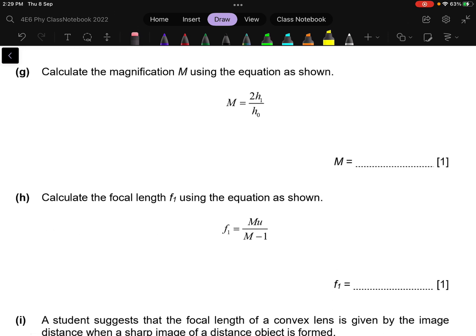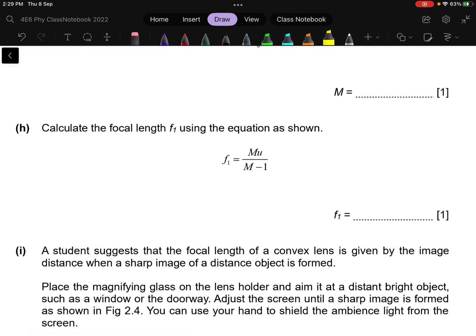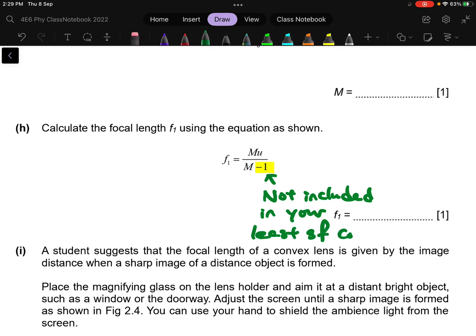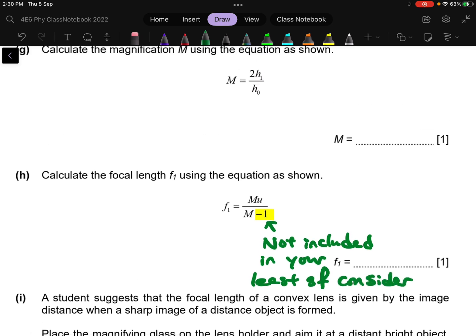For part G, like I said, magnification, I will accept a range from 2 to 4. Focal length, you just measure, follow least SF. Please take note, this 1 over here is not included in your least SF consideration, because this 1 is an exact number. Similarly, this 2 over here is also an exact number.